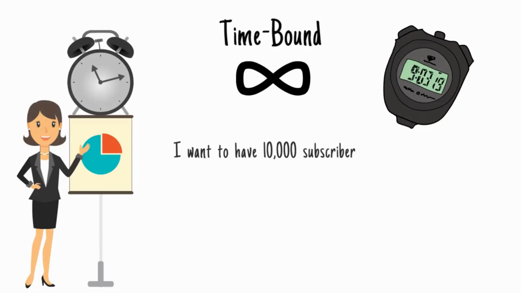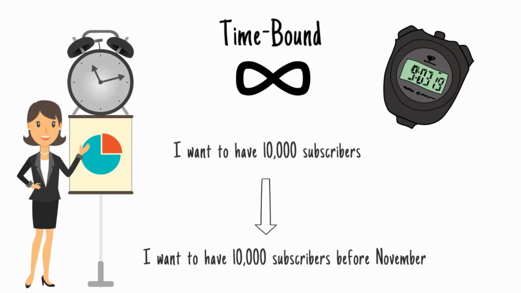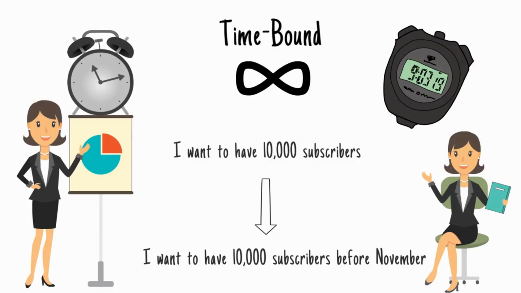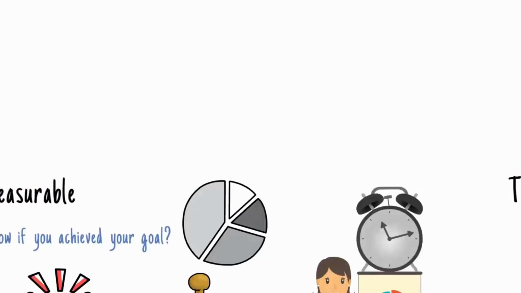"I want to have 10,000 subscribers." Okay, I can have them 20 years from now. So one of my goals is, I want to have 10,000 subscribers before November. Now that I have a deadline, I can see what actions I can take in order to achieve that: upload more frequently, collaborate with other YouTubers, advertise my channel, and many other options.